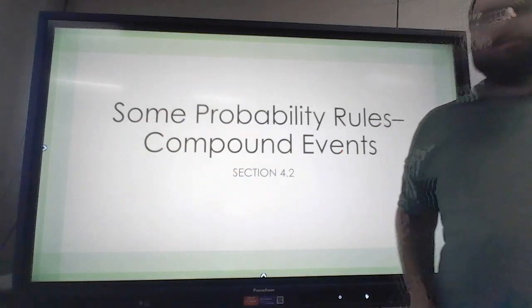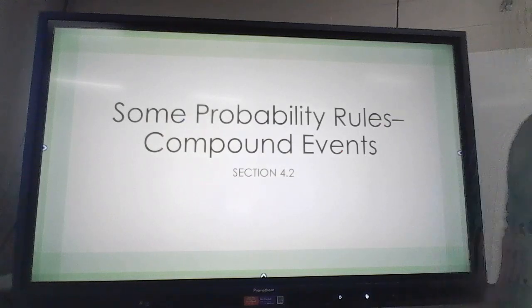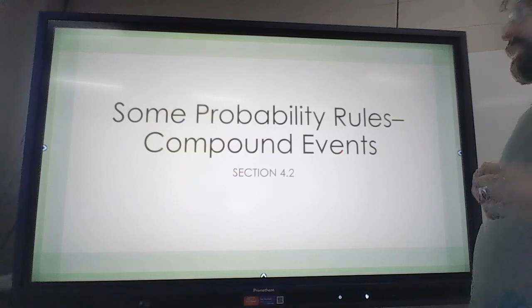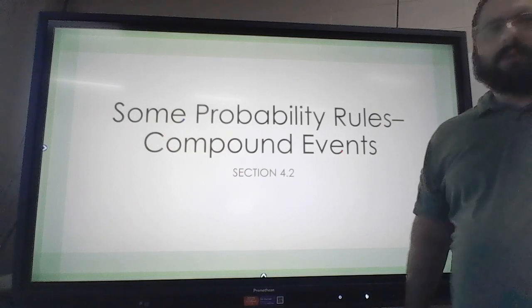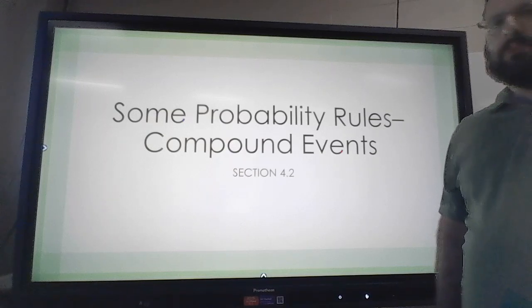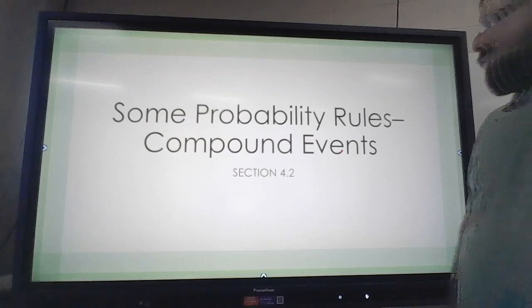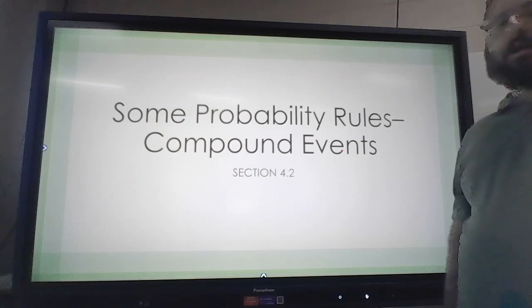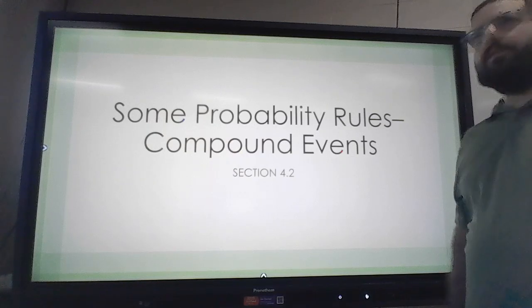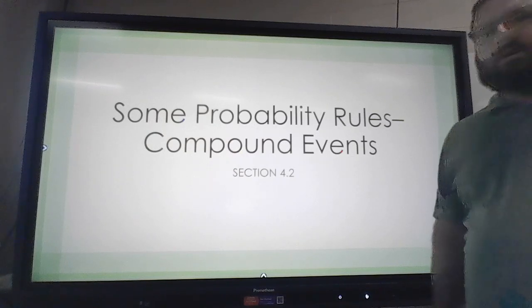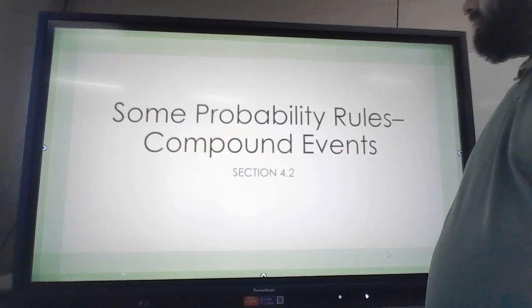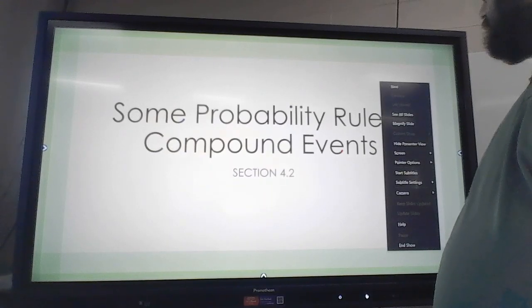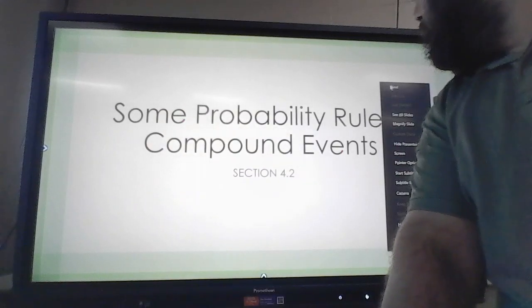In section 4.1, we talked about basic probability rules, specifically when it comes to one event. In section 4.2, we're going to go a little bit further than that with more than one event, what's called compound events. So just like a compound sentence, compound events are usually more than one event. And also similar to compound sentences, we're going to join those probabilities together with either a conjunction like "and" or a conjunction like "or". So we'll talk about all of that in this section here.